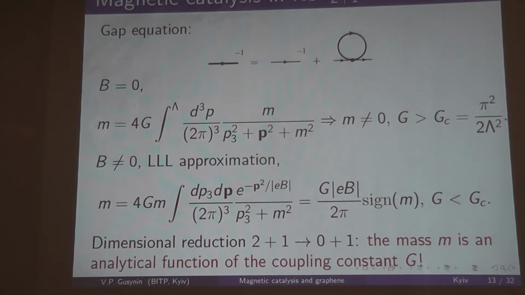So, because the dimensional reduction is 2 plus 1 to 0 plus 1, the mass in this case is an analytical function. So this is the effect of lower dimension.